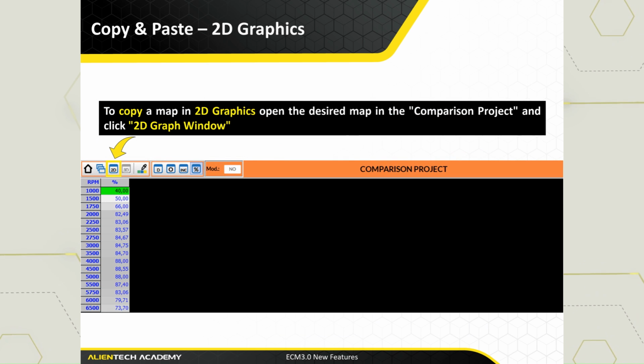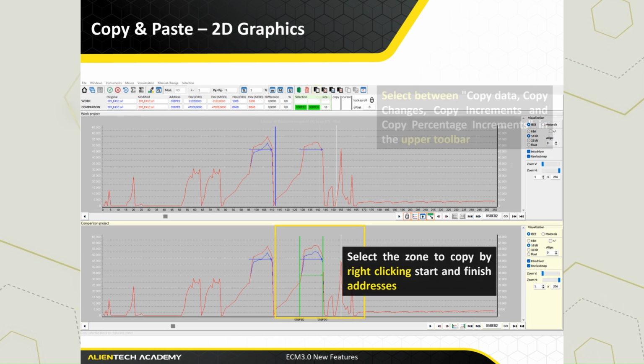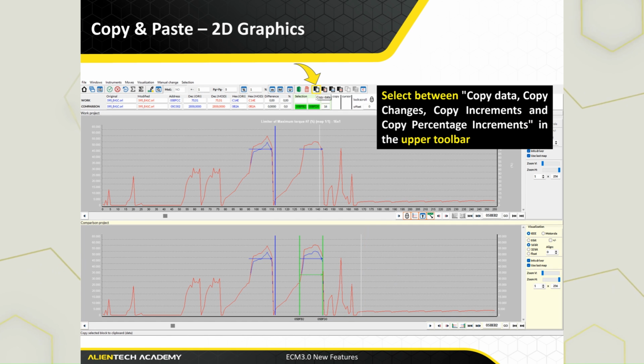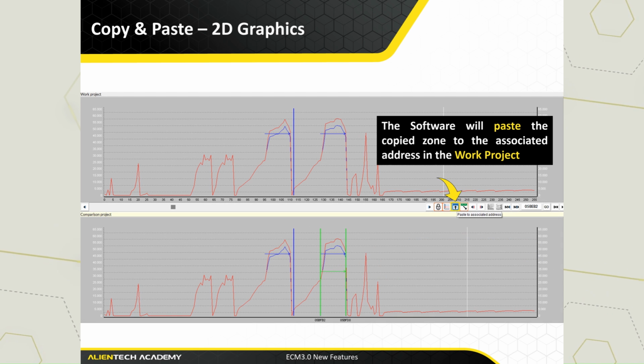To copy a map in 2D graphics, open the desired map in the comparison project and click 2D graph window. Select the zone to copy by right-clicking Start and Finish addresses. Select between Copy Data, Copy Changes, Copy Increments, and Copy Percentage Increments in the upper toolbar. Click Paste to associated address in the toolbar found in the center of the screen. The software will paste the copied zone to the associated address in the work project.